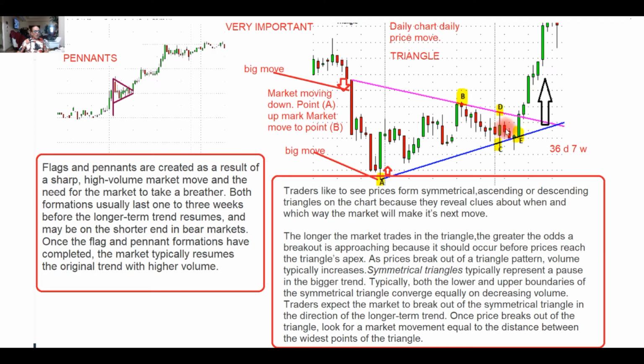And now we know that in the next three moves, if something is going to give, we're either going to go down or we're going to go up. So right here, we're looking at about 37 days, and this is just about 7 weeks. Traders like to see price form a symmetrical, ascending or descending triangle on the chart, because they reveal a clue. It gives you a clue of where the market is going.